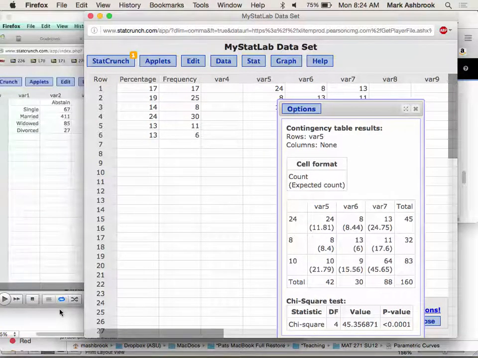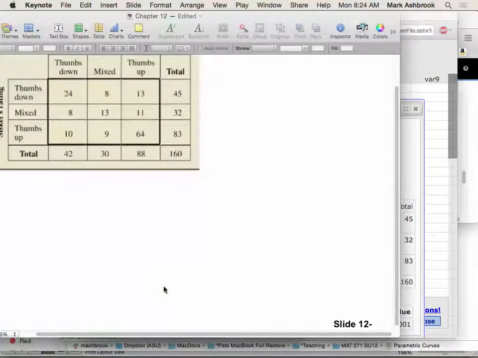So we need a significance level. So let's do 5% significance. So what was the test statistic again? 45.35. And let's say our alpha, let's do 5%. And our degrees of freedom are 4. So with that, we can get the critical value.